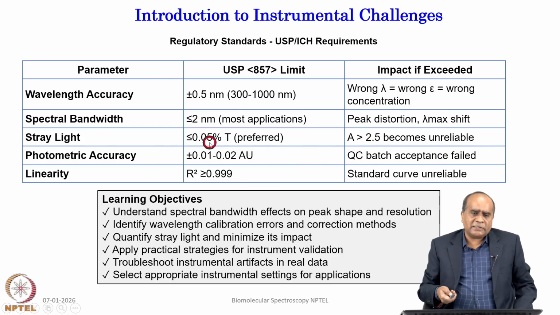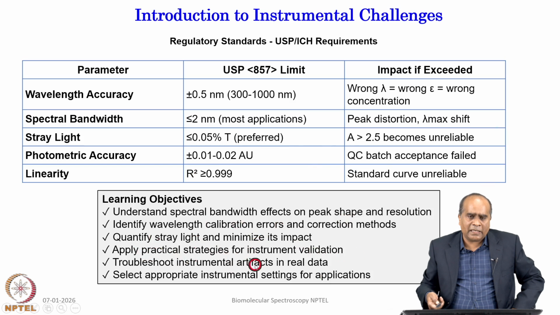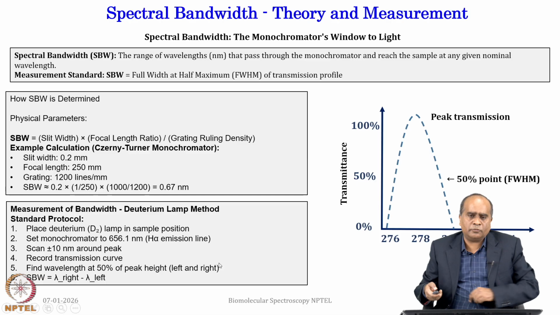Then photometric accuracy: the detector that you have should also be very accurate, 0.01 to 0.02 accuracy. If it is not, then quality control batch acceptance fails. And the linearity of absorption: you have to measure at different concentrations and have a linear curve like this. If R squared is not 0.999, then the standard curve is unreliable, right. So, that is what one can learn: the spectral bandwidth, the wavelength calibration, quantify the stray light and minimize its impact, and then the practical considerations of the instrument and troubleshooting, you can do it, right.